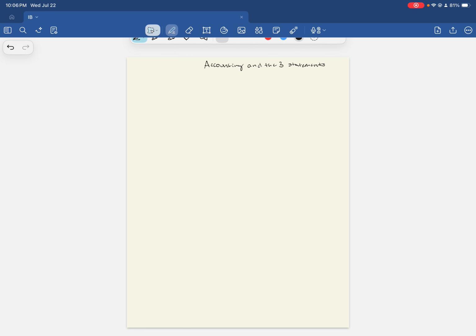Okay, so let's start off, right? Shoot, this is super misaligned. Is there any way that I can move this? Yeah, that's cool.